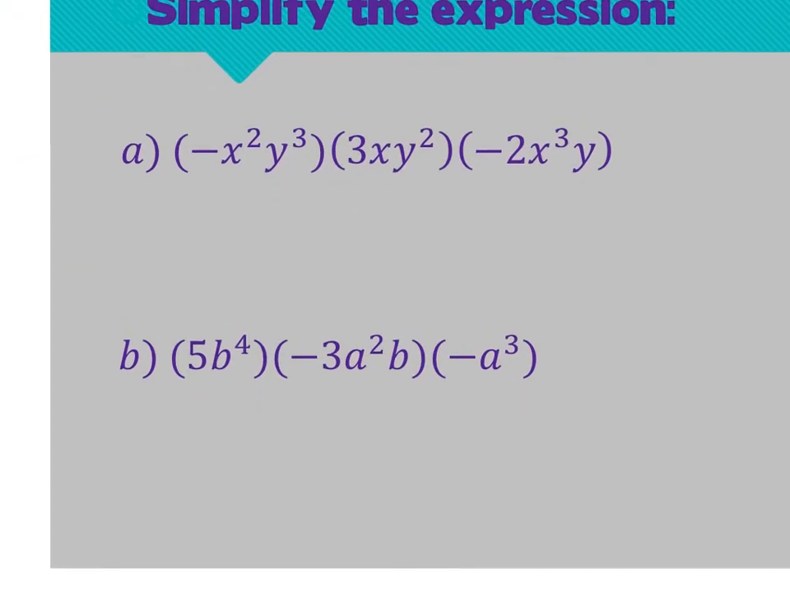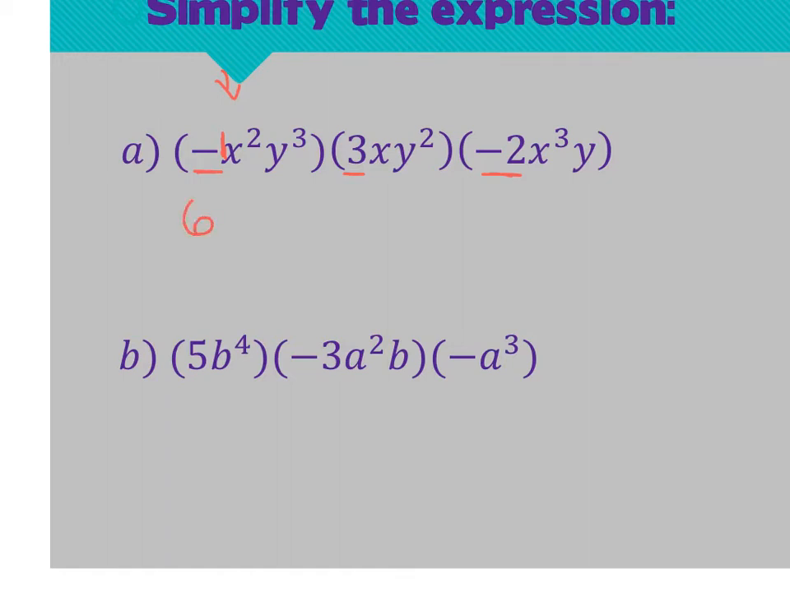So I'm going to multiply all of my coefficients. Now, see this first expression here? I could assume that there's a -1 here. So I would do -1 times 3 times -2. So I would get +6.